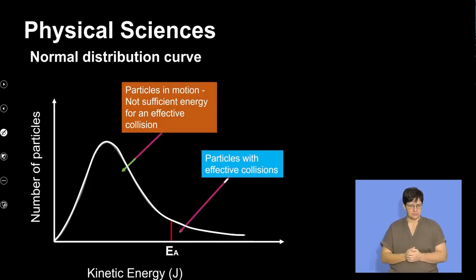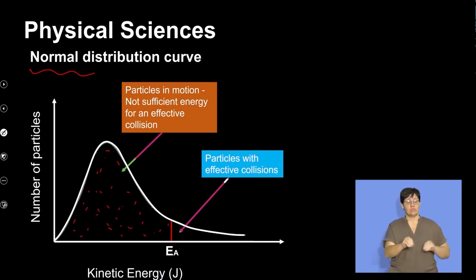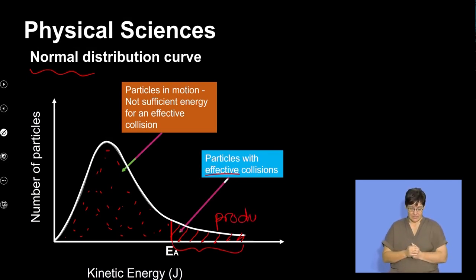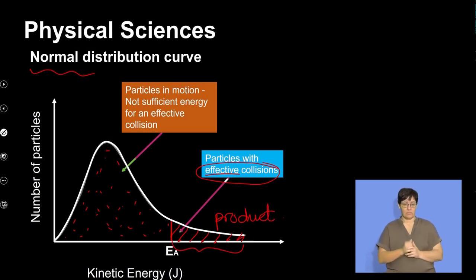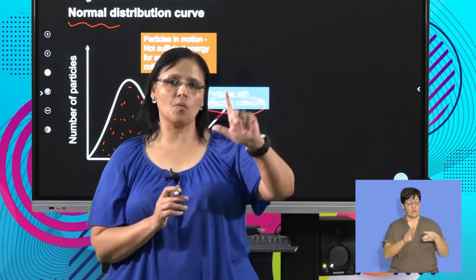Now, when we first look at the normal distribution, this is how it will normally look at a particular temperature. As I said last time, these are all the particles, and the particles are in motion, and this motion is determined by the temperature that these particles are exposed to. This part here is the particles that cause effective collisions. In other words, this part of my distribution curve is the particles that will form product, because these particles form effective collisions. I just want to remind you again that an effective collision has got two requirements.